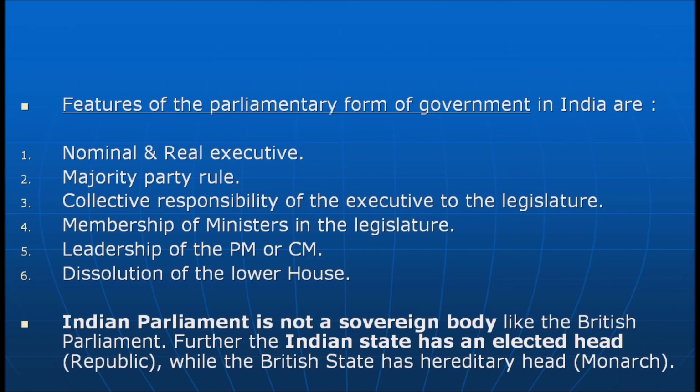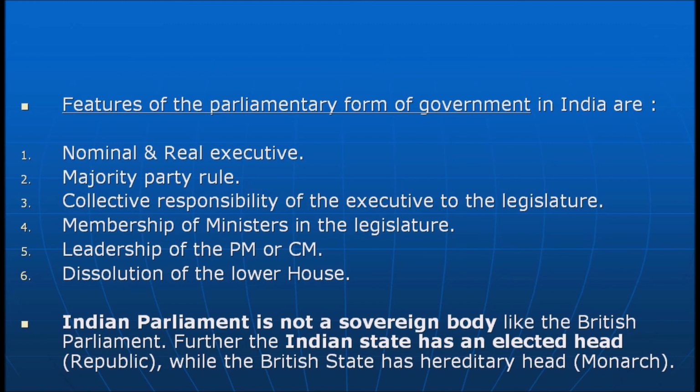Dissolution of the lower house. It is also a very important feature of the parliamentary form of government that dissolution of the lower house can be done on the advice of the prime minister and his cabinet, and it is done by the President of India. Okay, and the Indian parliament is not a sovereign body.